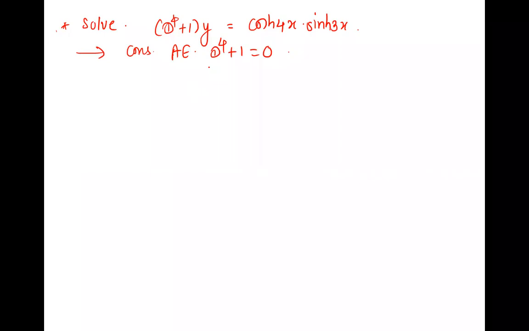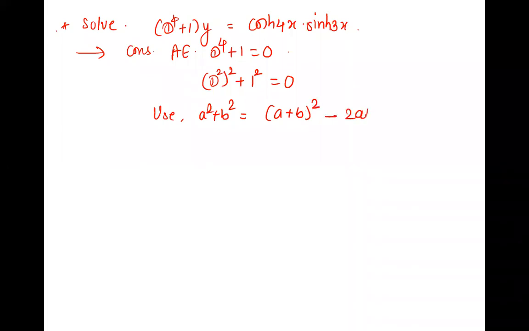Okay. I can write this as d square whole square and this as 1 square. Can you get any hint from this? a square plus b square. Do you have a formula for a square plus b square? What is that? a square plus b square is a plus b whole square minus 2ab. Correct. So use it here.